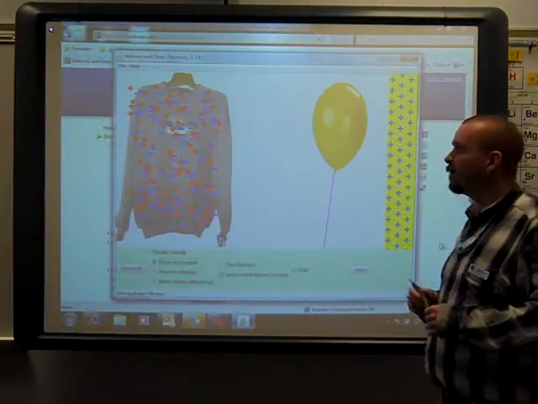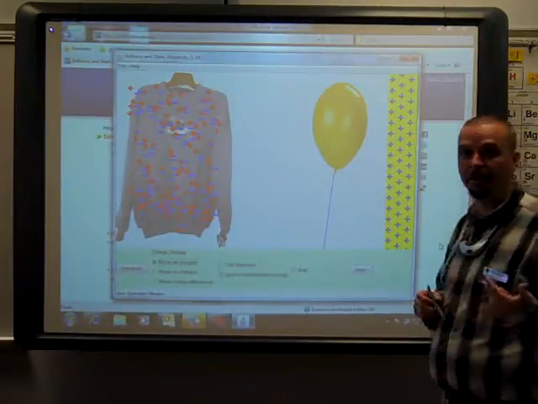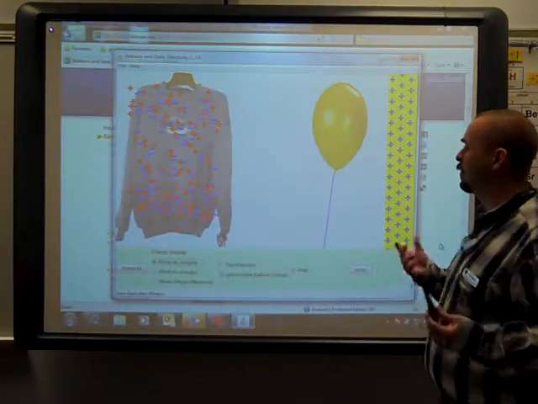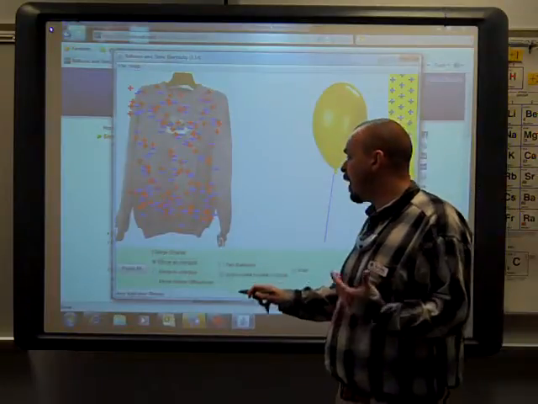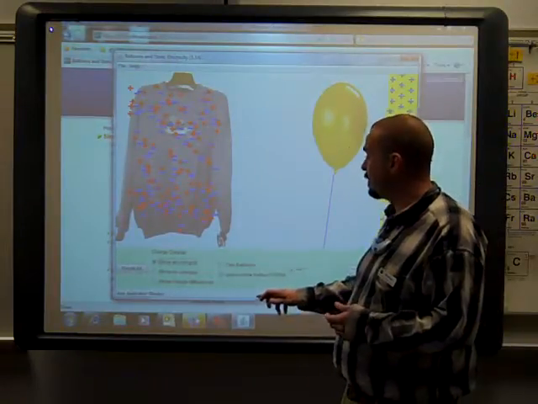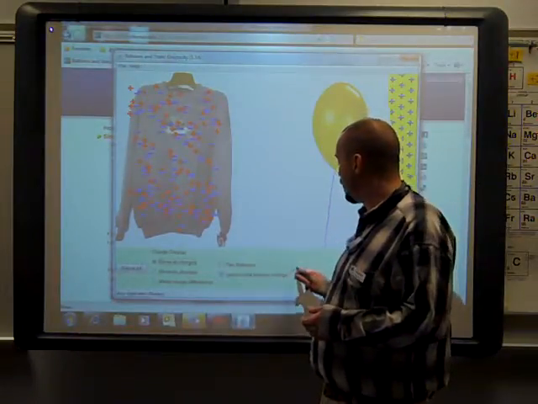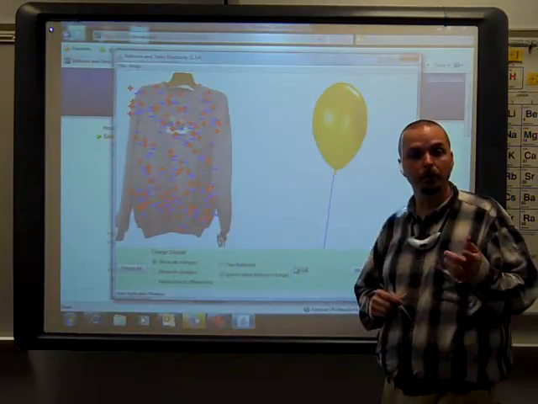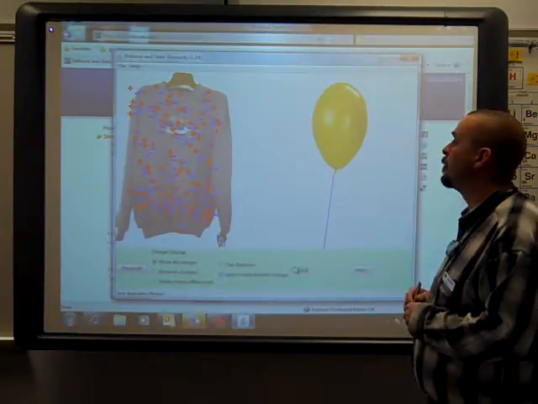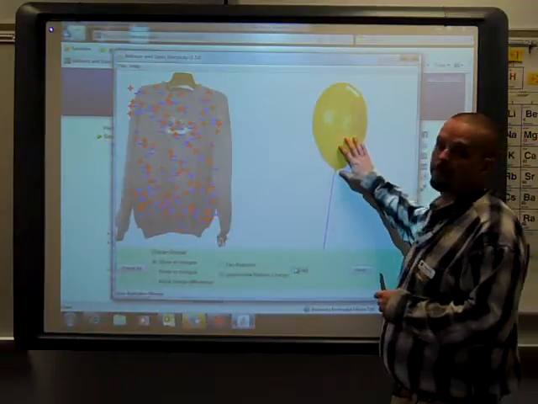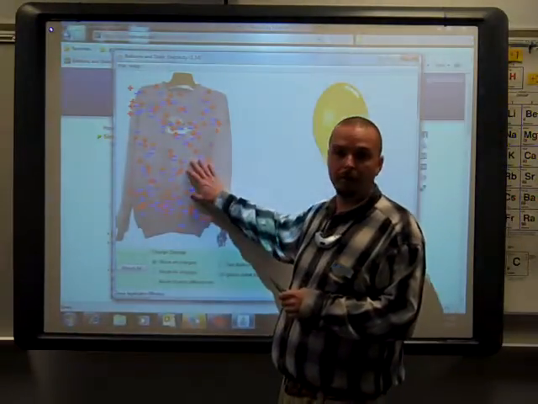The first one I want to show you here is the simulation that they have for static electricity. It's your basic balloon and sweater deal. We talked a little bit about the three ways that an object can acquire a static charge. And the first one is conduction. And conduction involves rubbing the two insulators together. Insulator number one, the balloon. Insulator number two, the sweater.